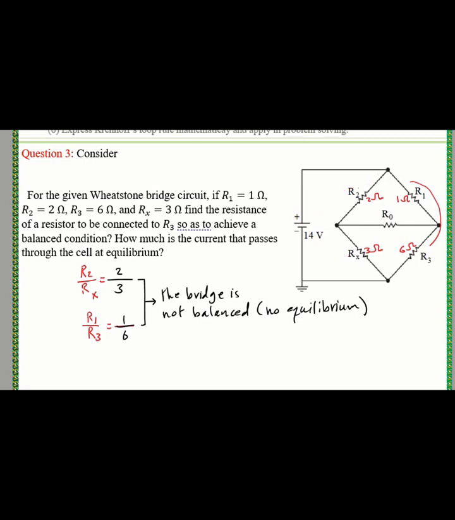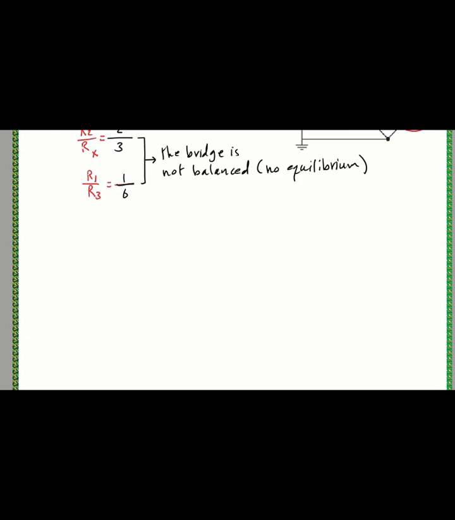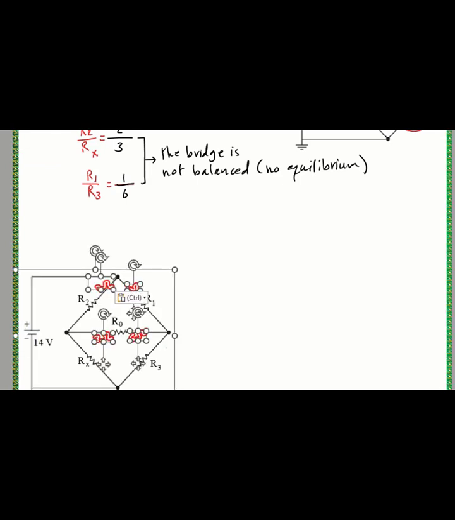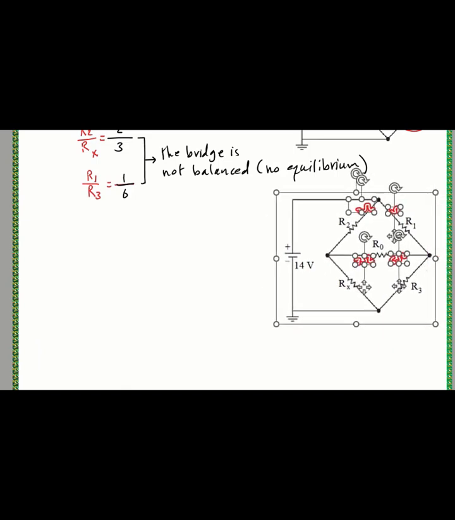Now let's go back to the question and see what is the problem. Find the resistance of a resistor to be connected to R3. We need to make some changing here so as to achieve the balance condition. Then how much is the current that passes through the cell at the equilibrium? Let us redraw the circuit with R3 unknown. Here is our circuit.